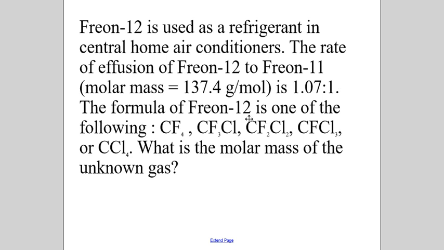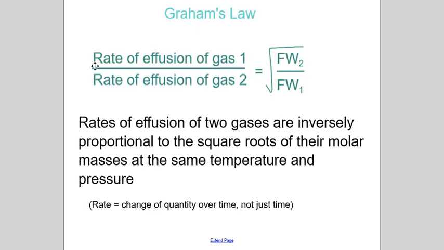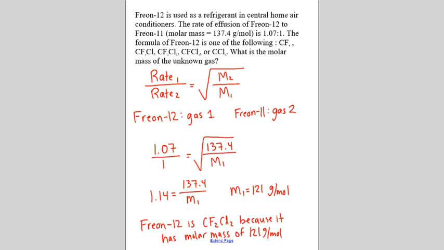So the formula for Freon 12 is one of the following. What is the molar mass of the unknown gas? Well, here's the molar mass of Freon 11. So we know this molar mass, and we know what the ratio of the two rates is. So the rate of Freon 12 is 1.07 to Freon 11, which is 1. So take a minute, think about this equation, with the two rates, and you know one of the formula weights, so you're solving for the other. I didn't mean to jump ahead, but hey, there's the answer.